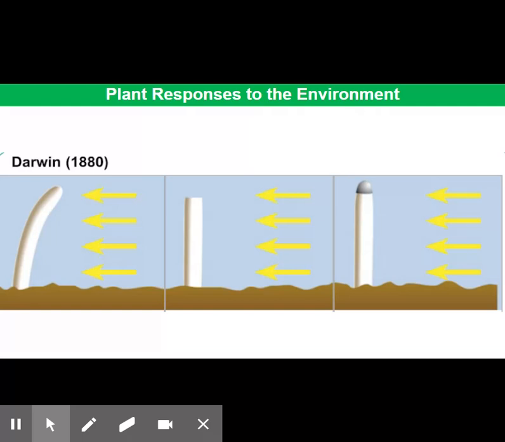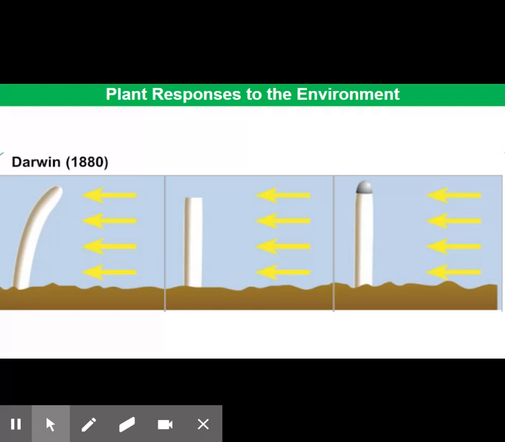Now, what Darwin did back in 1880 was he actually cut off the tip of the coleoptile, and he noticed that when you expose the rest of that shoot to light, the coleoptile will no longer bend in response to the light. In a third experiment, he covered the tip of the coleoptile so that it was shaded. And again, he observed that it would not bend in response to light.